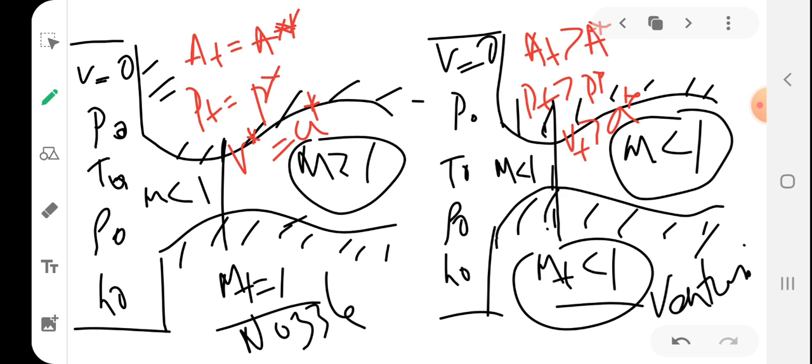So students, the important thing is to learn the concept called choke. Choke means reaching the maximum value of mass flow rate at the minimum area. So choking takes place in the case of nozzle, but never takes place in the case of venturi. If choking takes place in a venturi, it is no longer a venturi, it will act as a nozzle.